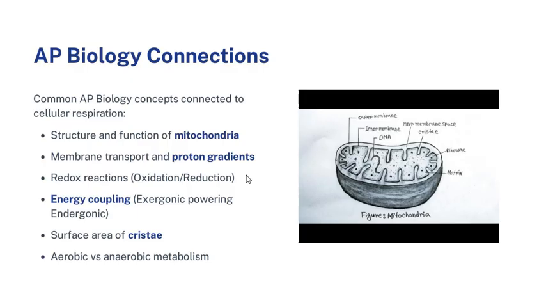So we can move on to the AP biology connections that cellular respiration has. AP biology regularly goes through the structure and function of the mitochondria. So if you memorize where each stage happens, that's really good. As you can see, this is basically what a mitochondria looks like. Membrane, transport, and proton gradients are really important for producing ATP. There are also redox reactions.